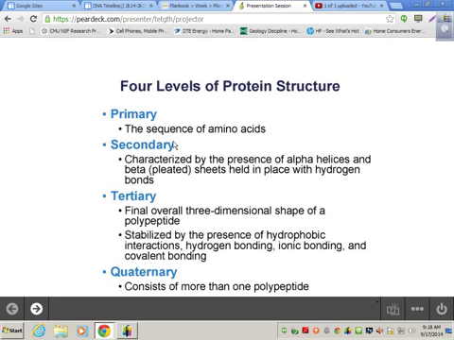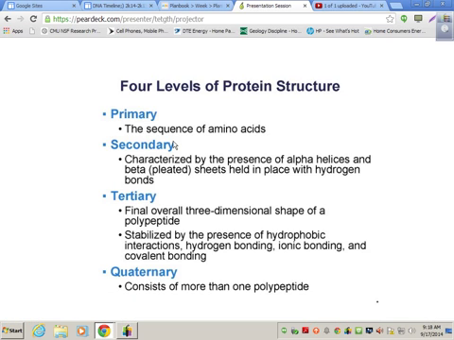So the first, primary structure, is the sequence of amino acids. Very simply put, the order you put the amino acids that are present in that polypeptide in. The secondary shape is characterized by the presence of alpha helices and beta sheets held in place with hydrogen bonds. Let me put that in English.